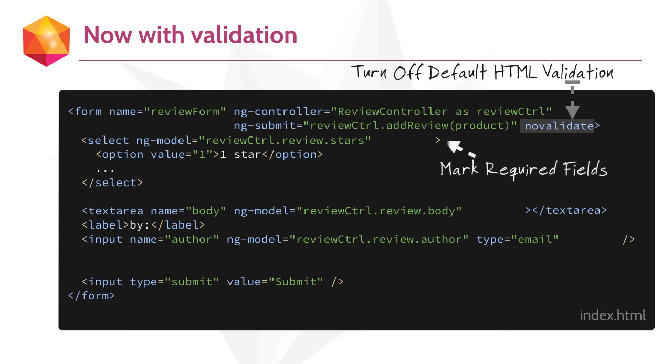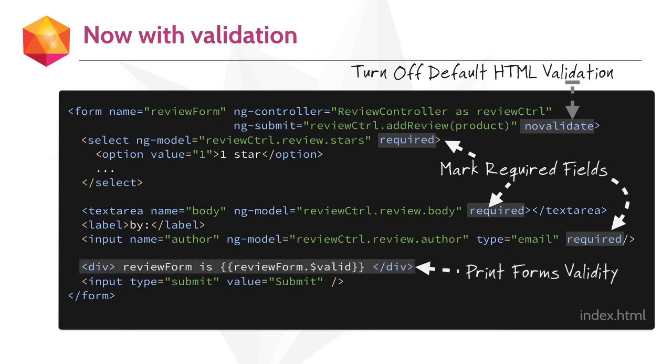So let's add noValidate to our form tag as an attribute. Next, let's mark the fields that are required for our form by simply adding the required attribute, like you see here. Lastly, to see if our form is validating properly, let's add some debugging code here. We'll say review form is reviewForm.$valid, which will be true or false.